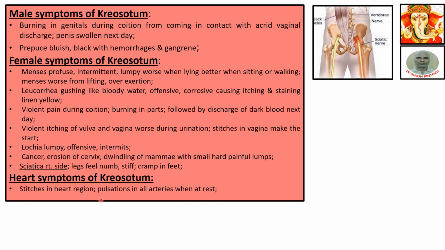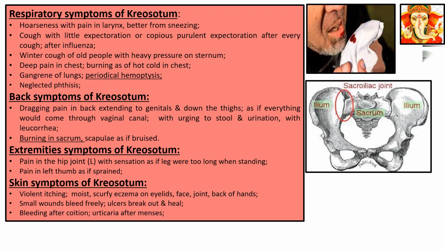Heart symptom of Kreosotum: stitches in heart region, pulsation in all arteries when at rest. Respiratory symptom of Kreosotum: hoarseness with pain in larynx, better from sneezing. Cough with little expectoration or copious purulent expectoration after every cough after influenza. Winter cough of old people with heavy pressure on sternum.